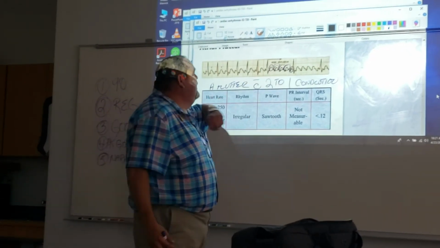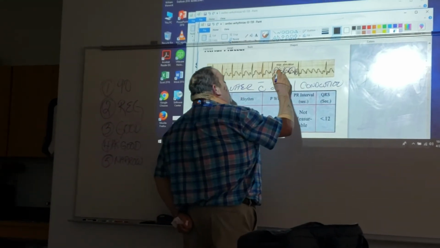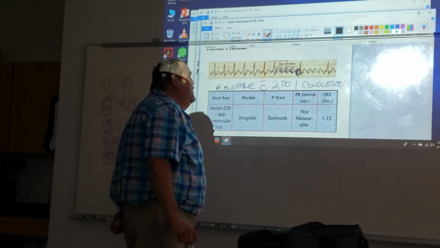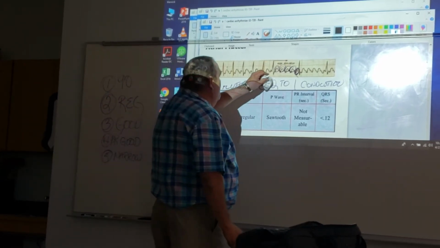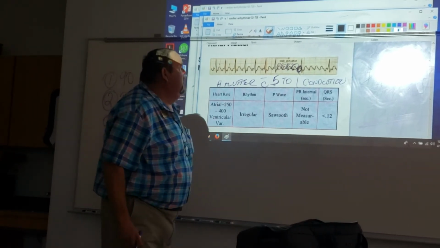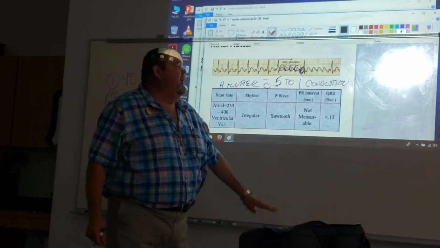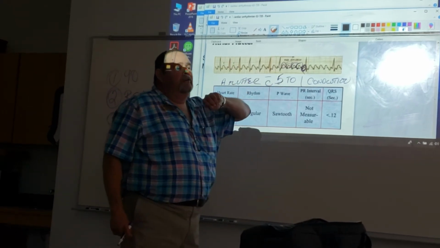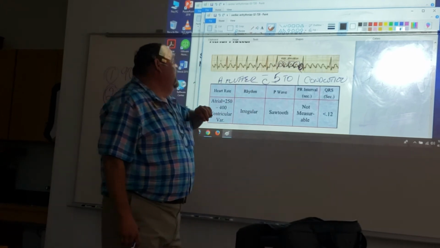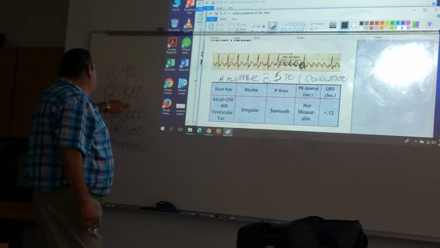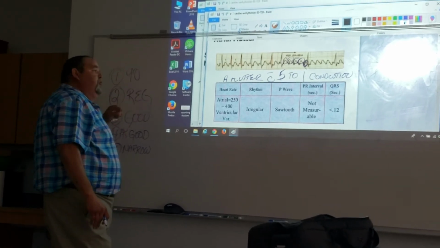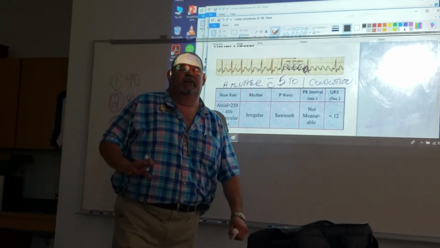Now that he's got this, he can see that it's a 1, 2, 3, 4, and you have to count that P wave right up next to it, 5. So now it's a 5 to 1 conduction. Now, sometimes you may have one in here that's 5, then it goes to 4, then it goes to 5, and when you get over here to your rhythm where it's regular, you would have to write irregular on there because it's varying.